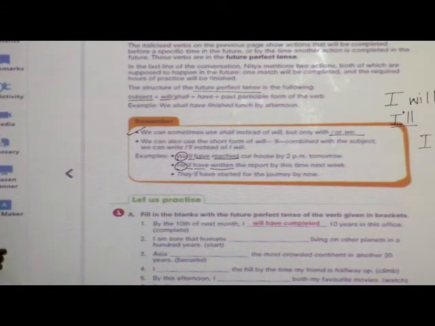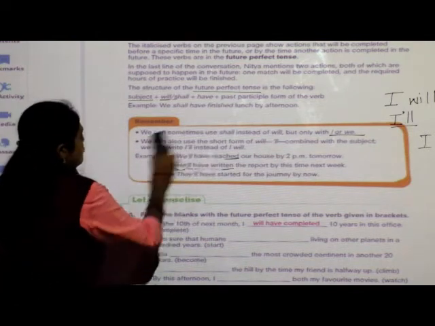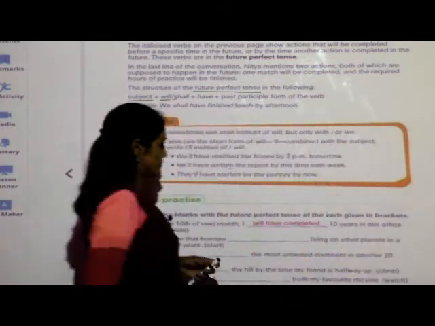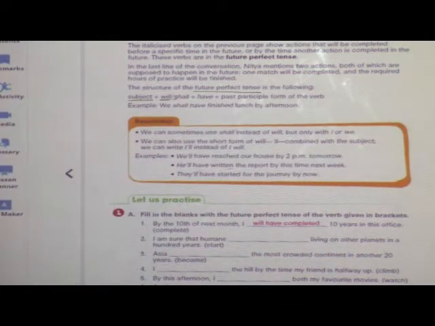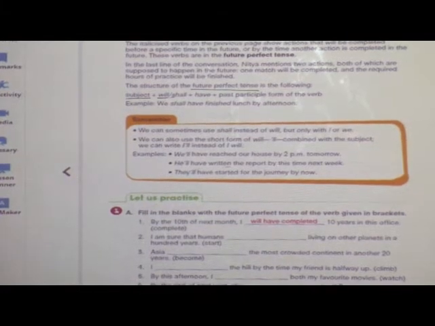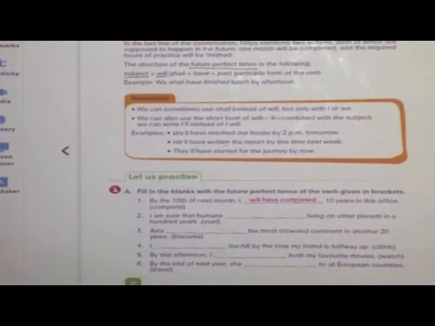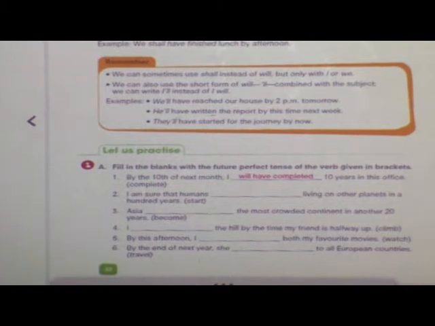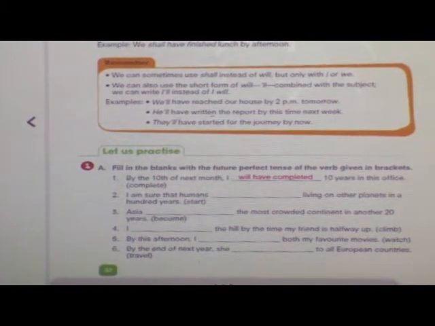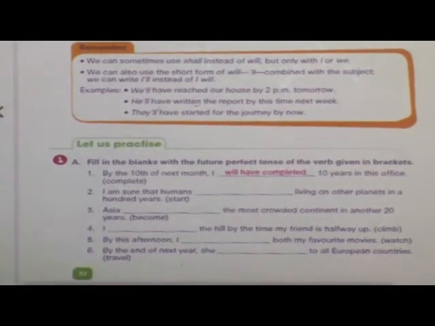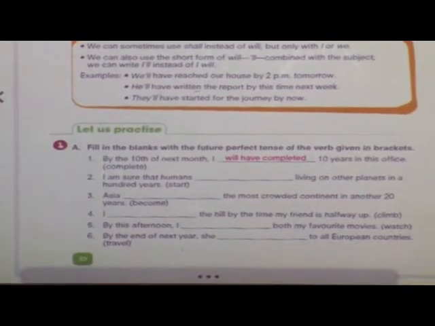Okay. Now next we will solve the exercise of future perfect tense. The first exercise: fill in the blanks with the future perfect tense of the verb given in brackets. The first one is done for you. So let's begin.